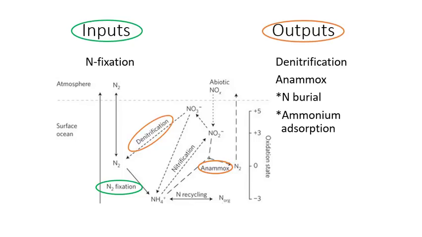Note that neither inputs nor outputs mentions biological assimilation or remineralization. Those processes take nitrogen out of the nitrogen cycle for a little while, but it isn't as permanent a removal as the other types of outputs.